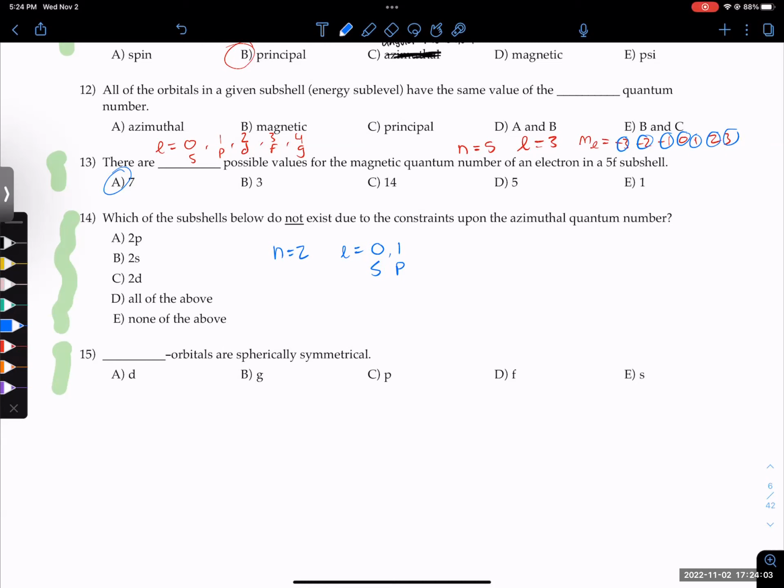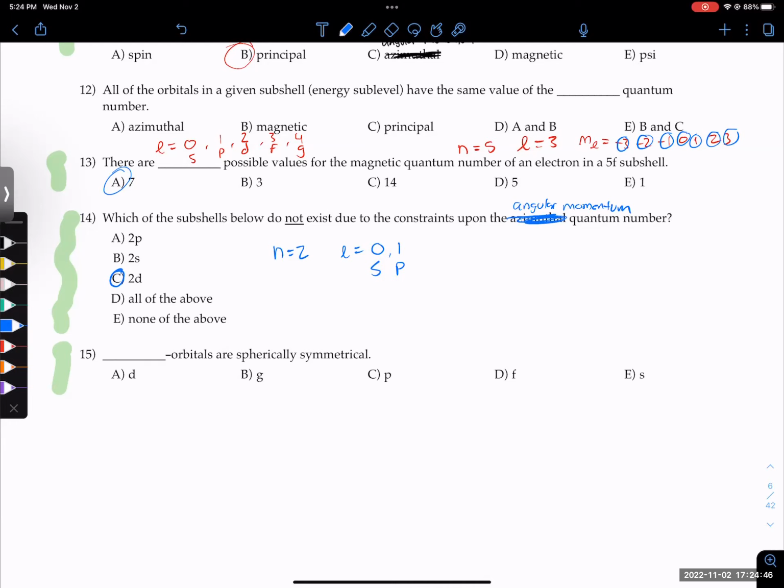So now, we have a possible 2S and a possible 2P. In order for it to be a 2D, we would need an L value of 2. But is that possible? No, because L can only be 0 to n minus 1. It can't be n. So C is impossible. It does not exist due to the constraints of the angular momentum quantum number. Any questions? No questions, perfect.